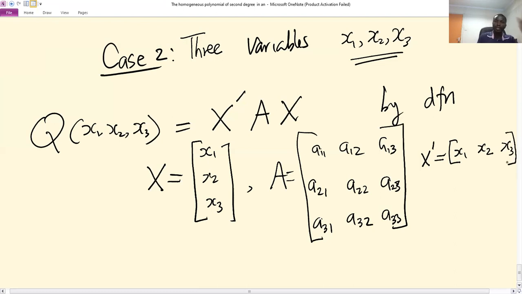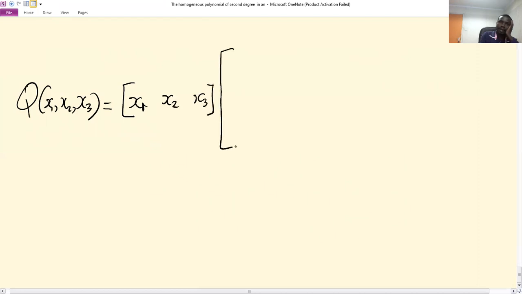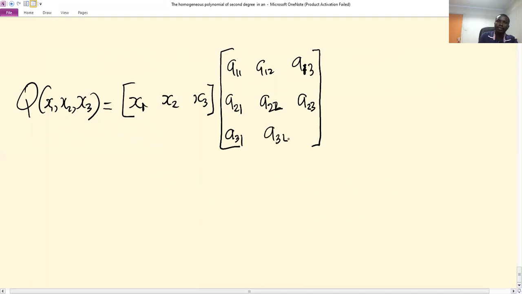So let's input the values into the equation. So Q of x1, x2, x3: the transpose is x1, x2, x3, times the A matrix, A11, A12, A13, A21, A22, A23, A31, A32, A33, and then we multiply by the x vector, x1, x2, x3.